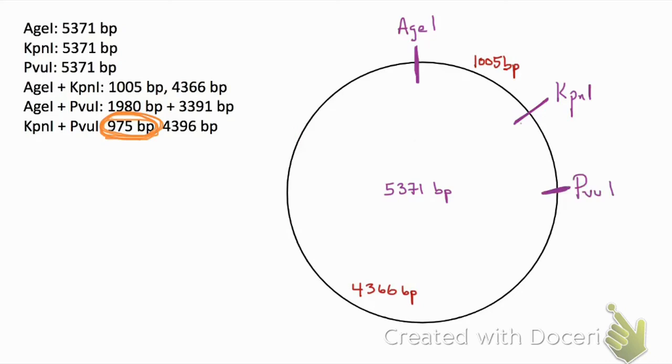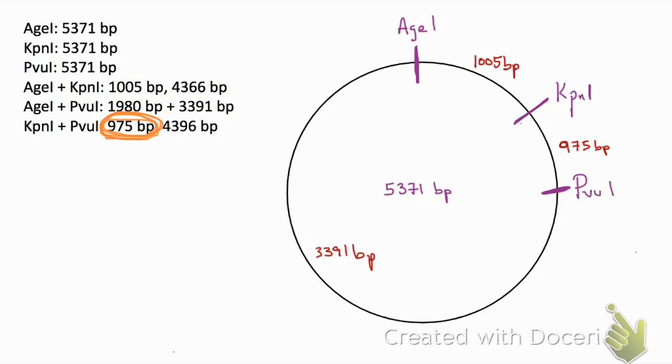AGE1. So if we place PVU1 on the far right-hand side here at about the 3 o'clock location, if we're thinking of the plasmid like a clock, then what we would find is we'd generate fragments of 975 base pairs and 1,005 base pairs. If you add up 1,005 and 975, this adds up to the 1,980 base pair fragment that would be generated by a digest with AGE1 and PVU1. And this would also then generate a second fragment of 3,391 base pairs, which is, again, consistent with what we see.